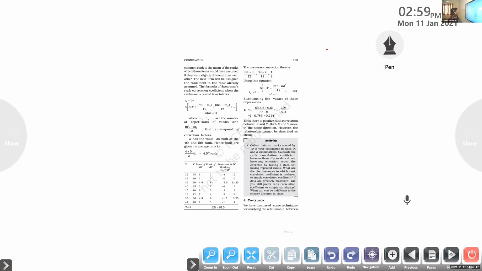Clear? Now, rank of Y, set Y, its rank. So we got the numbers here. It is 55, 60, 30, 35, 40, 42, 36, 48. There are no numbers repeating, right? Clear or not? No numbers are repeating. So what we want to do here? Just write the ranks there properly.